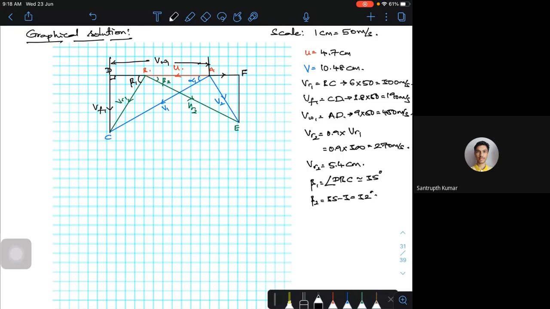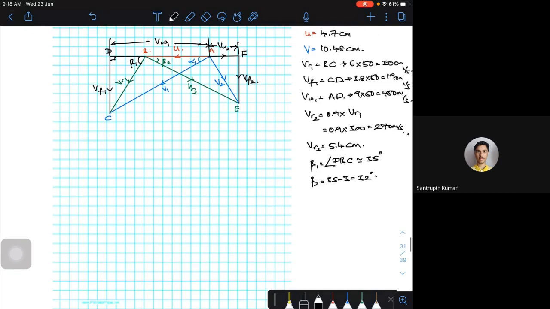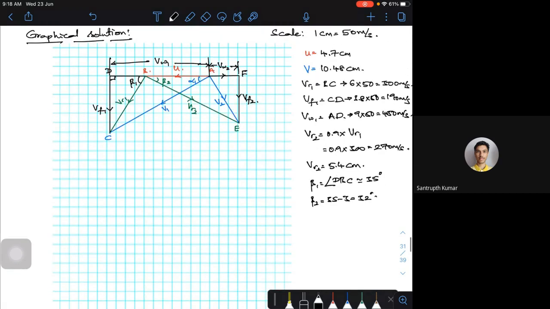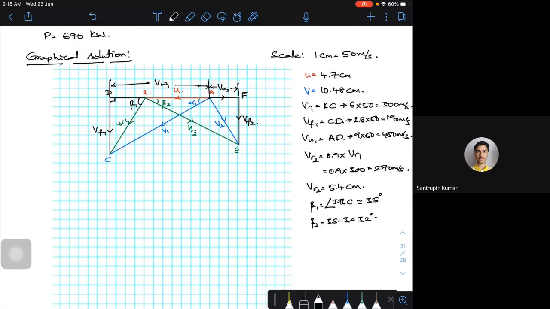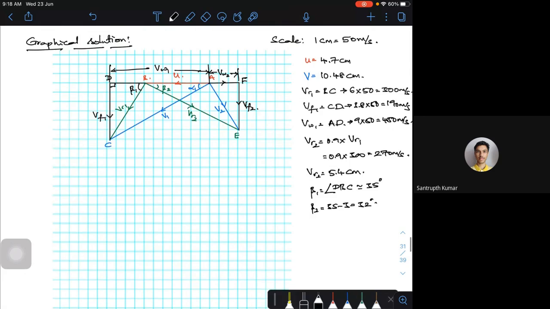So this will be your VW2 and this will be your VF2. Now measure VW2. So VW2 is equal to how much? Is it 0.5? Maybe 0.2 centimeters or 3 centimeters, 0.3 or 0.2, whatever it may be. So it may be 0.3, maybe 5 mm or 0.5 centimeter, whatever it may be.